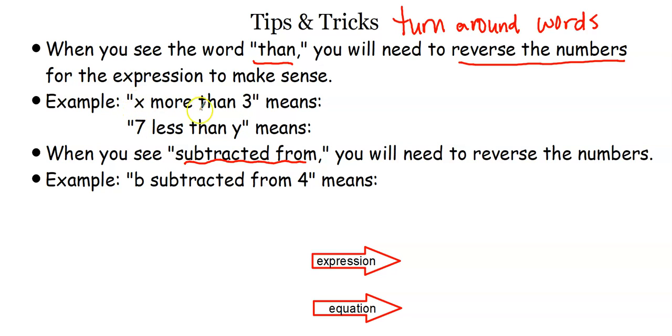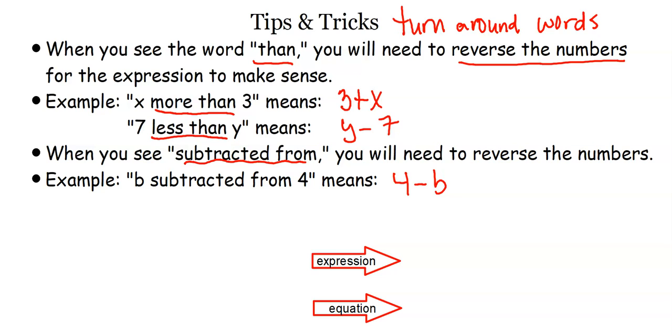So if you see x more than 3, it doesn't mean it's x plus 3. Because you're saying more than 3, 3 is what you start with. So you would write it as 3 plus x. And when you see 7 less than y, that means you're starting with y and you're taking 7 away from it. So I call these turnaround words because you do change the order. And subtracted from is also another one of these terms. So when you say b is subtracted from 4, that means you start with 4 and you subtract b from it. So those are some examples of turnaround words.